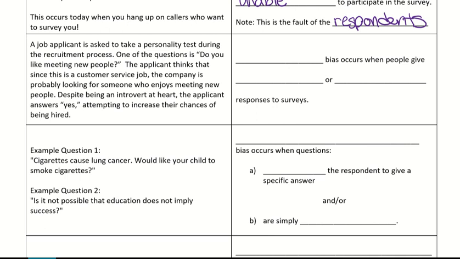So this type of bias occurs when people lie. It's called response bias. People respond, but they may not respond accurately. Their response might be inaccurate or even false.